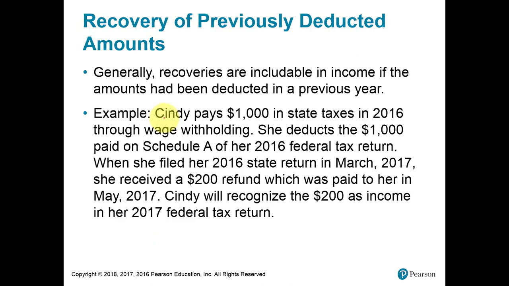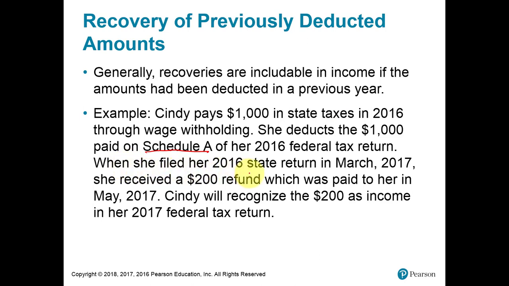The next type of income, the most common situation is receiving a state, not federal, a state income tax refund. So let's look at this example where Cindy is paying $1,000 in state taxes in 2016, and that's through her paycheck, yeah, as a withholding. And she's going to deduct that $1,000 on an itemized deduction schedule A. Remember, we have the choice of either itemizing or reporting the standard deduction, and she is itemizing. So that's going to be reported on her 2016 return. It's going to reduce her taxes by claiming this deduction.